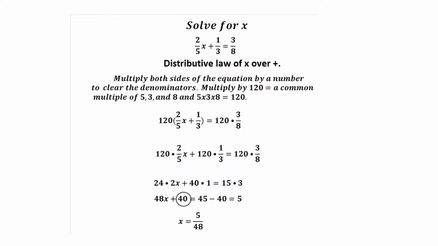So our new equation looks like 24 times 2, 48x. Plus 40 times 1, 40, is equal to 15 times 3, 45. Move the 40 over, negative 40, equal 5. So x is equal to 5 over 48.